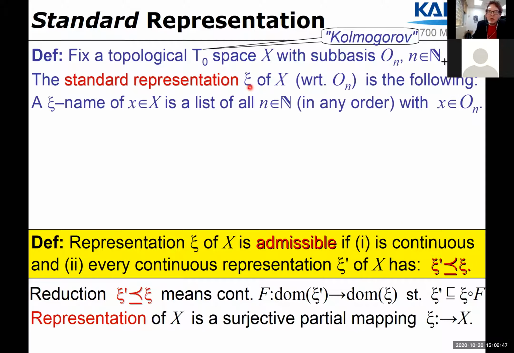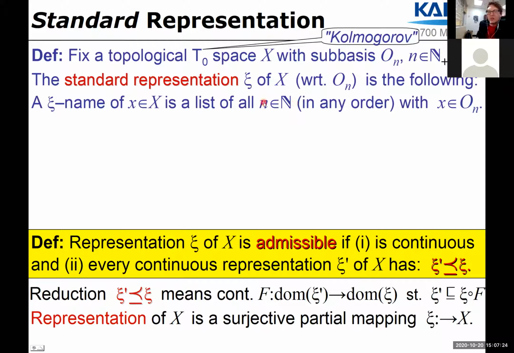Okay, so here's the definition of the representation. Let me call that representation Xi. And remember, a representation assigns to some sequences of integers an element in the space. And this sequence of integers, an element of Baire space, is called the name of that element here. So we define here what the Xi name of an element is. It is a list of all natural numbers in any order, right?